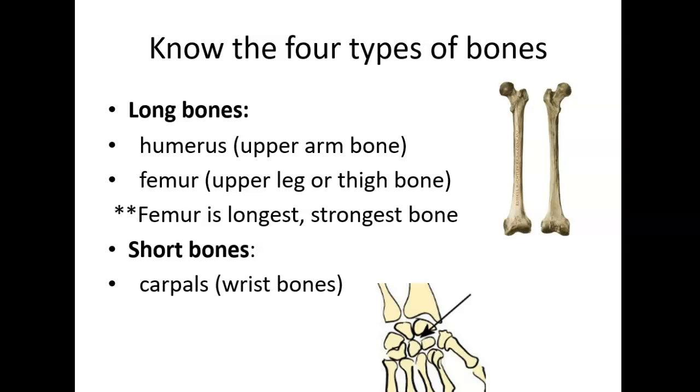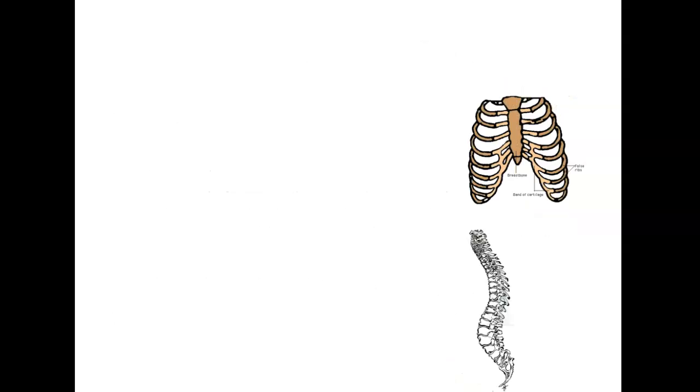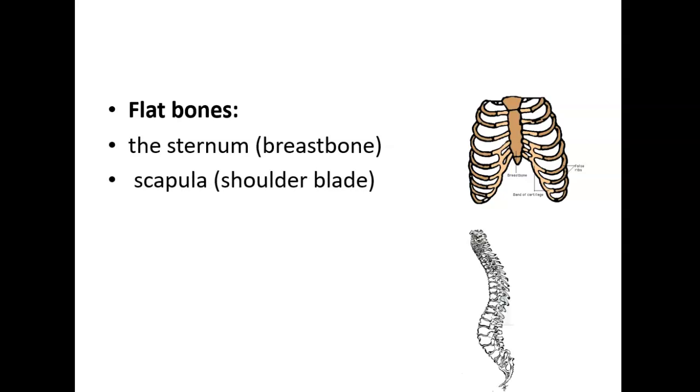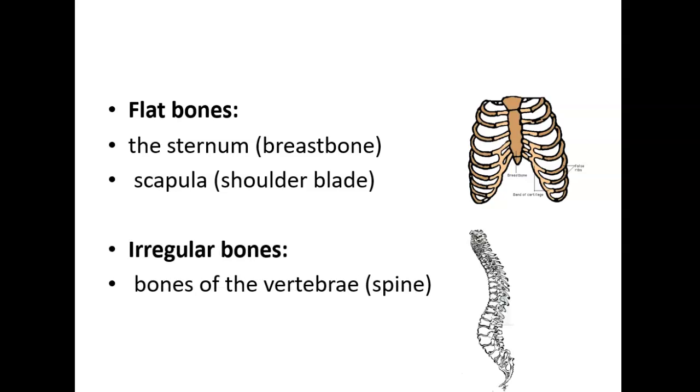Short bones are like the carpals in the wrist, you see a picture there, and the tarsals in the ankles. Flat bones consist of the sternum or your breastbone and the scapula, which is your shoulder blade. Irregular bones, an example is the spine.